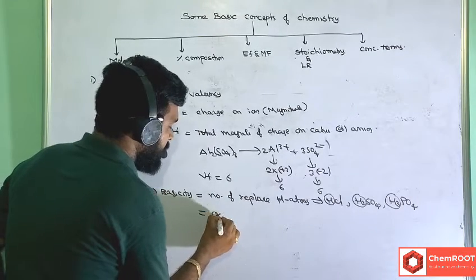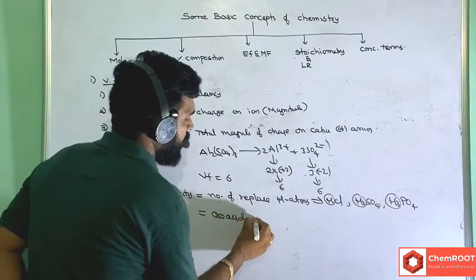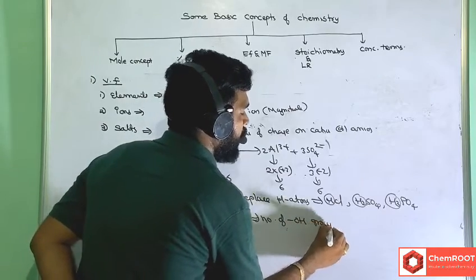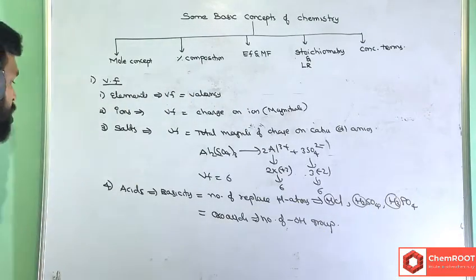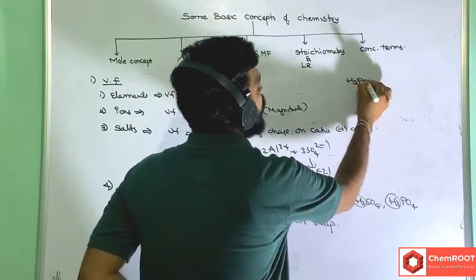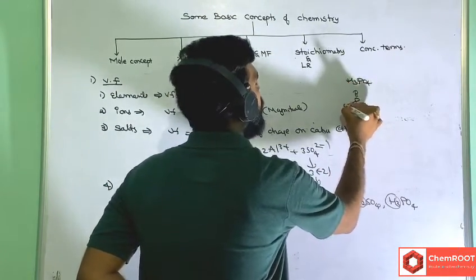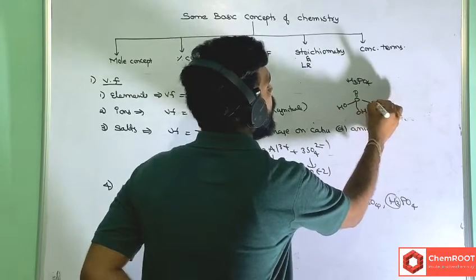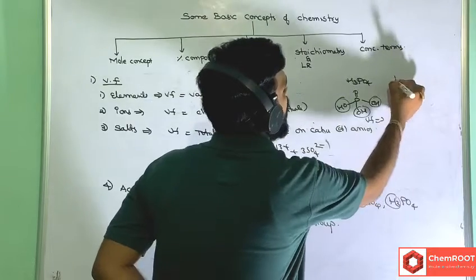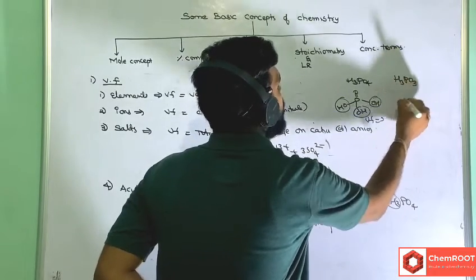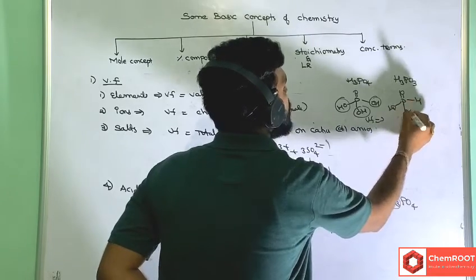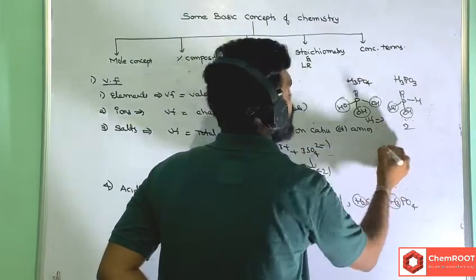And for oxo acids, it is the number of OH groups. Okay. So in the oxo acid case, the number of OH groups. Let us take phosphoric acid, H3PO4, P double bond O with OH, OH and OH. So 3 OH groups, the valency factor or basicity will be 3. And H3PO3, P double bond O with OH, OH, H. So 2 OH groups, so 2.